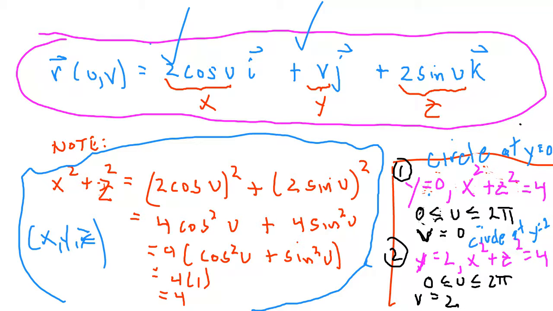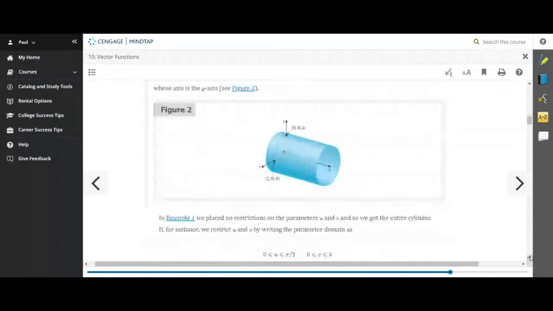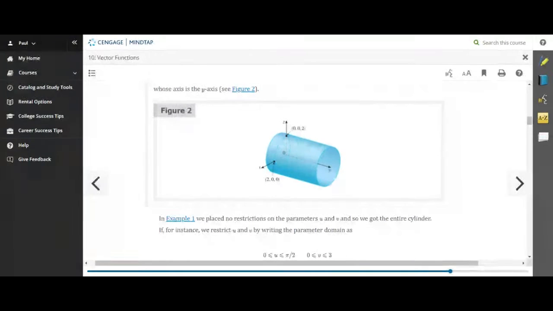So if we put this information together, this is going to be our surface. Hold on. Yeah. This is going to be our surface. You see that?